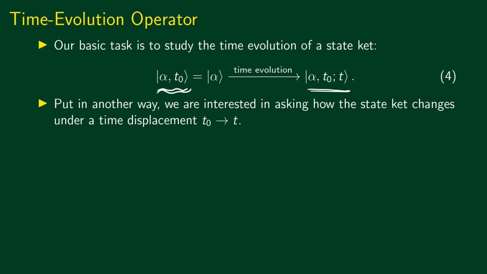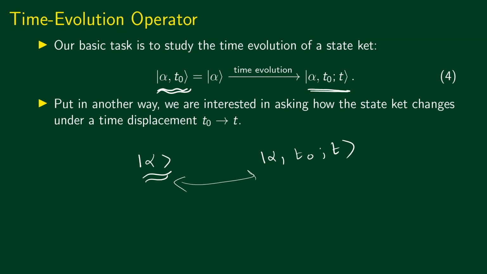Let's call this state |α, t0; t⟩, at time t. So our question is, how are these two states related? On the one hand we have got |α⟩ at time t equal to t0. On the other hand we have got a state |α, t0; t⟩ at time t. How are these two related? So we have got two states. How are these two states related?